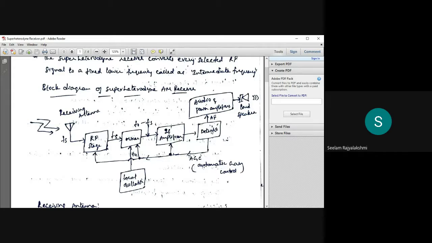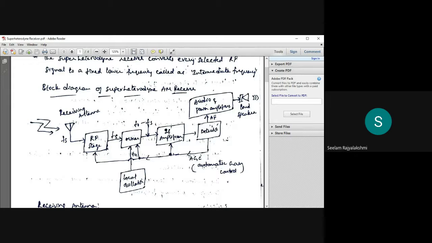Now let us discuss the detector. The amplified IF signal, the intermediate frequency signal, is detected by the detector. That means the detector detects this IF signal to recover the original modulated signal. The signal is then applied to the loudspeaker through the audio and power amplifiers.